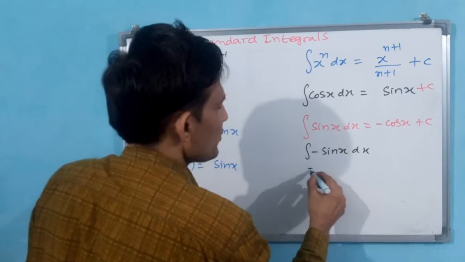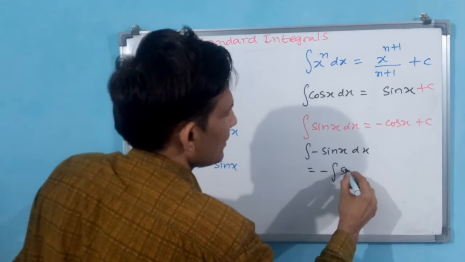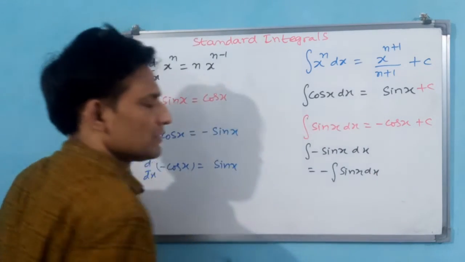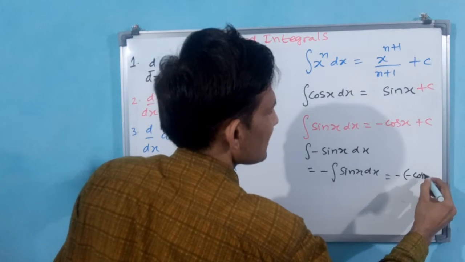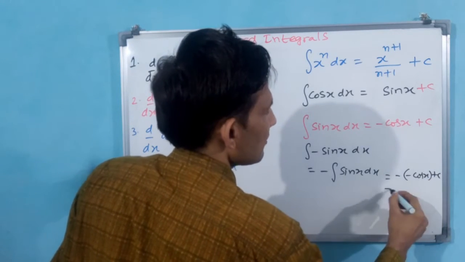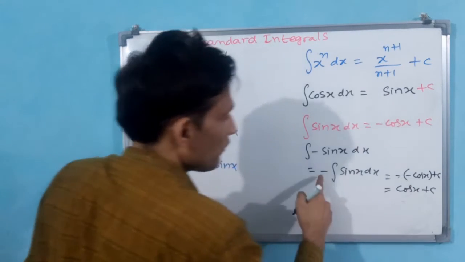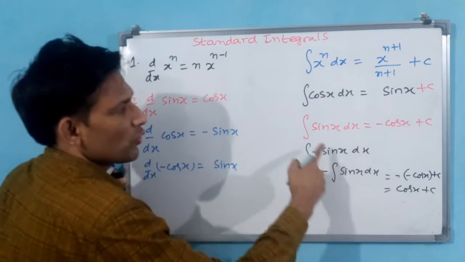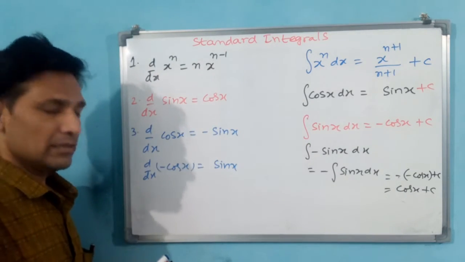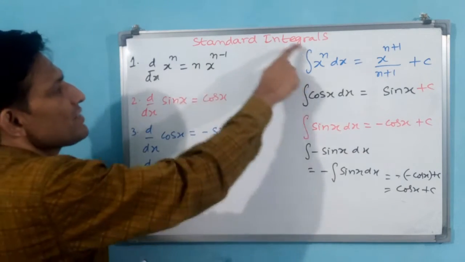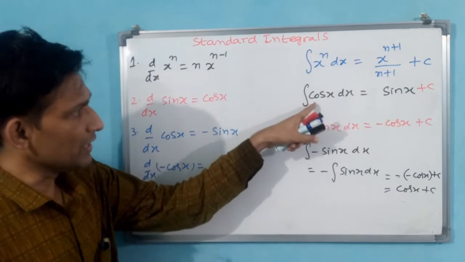But finally what you are going to do? Minus 1 you are going to take common, sin x dx you are doing. Finally the minus 1 common will be like this only. But minus cos x plus c will come, minus of minus is going to become cos x plus c. Both are correct. But when you write in standard form, don't write minus here in the input.